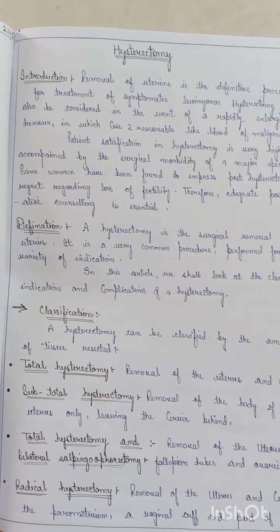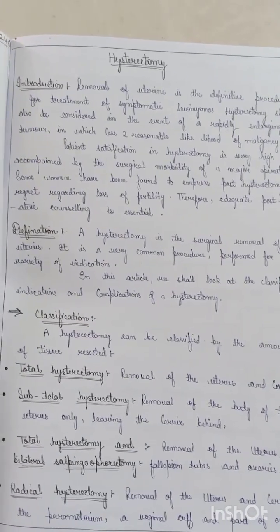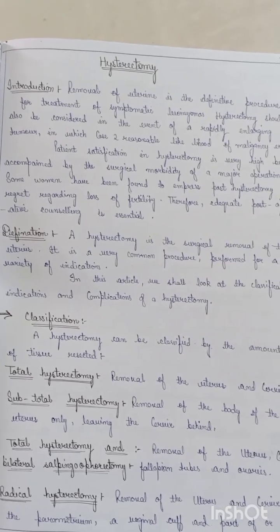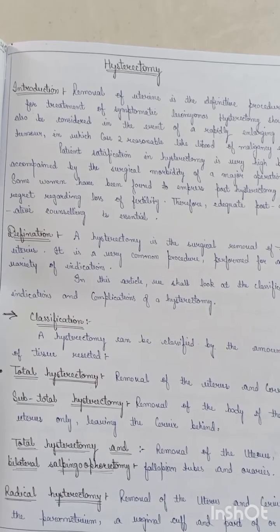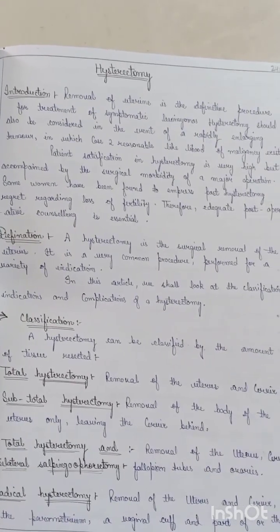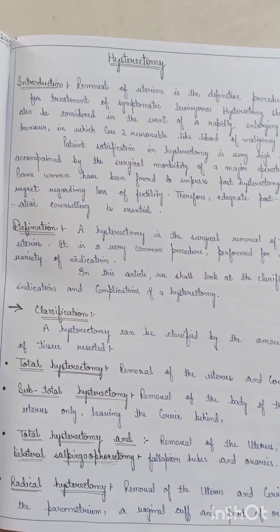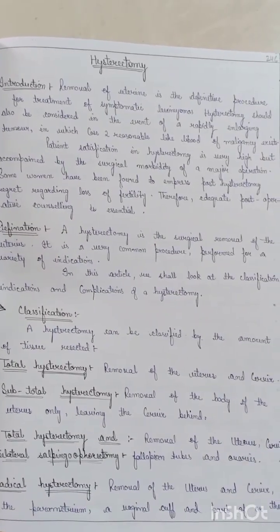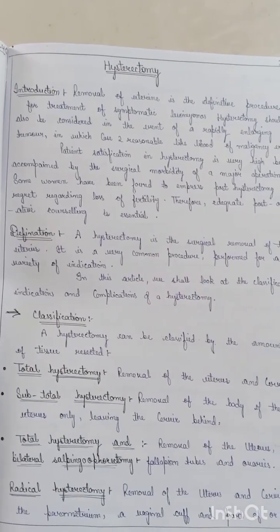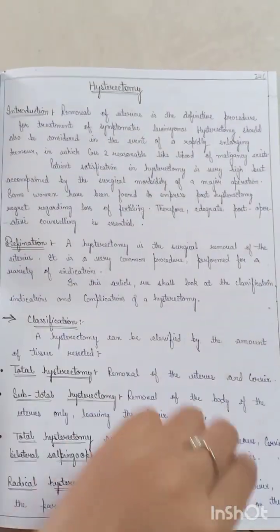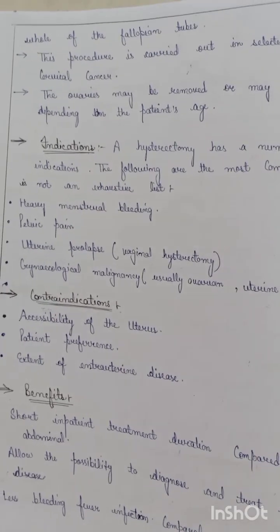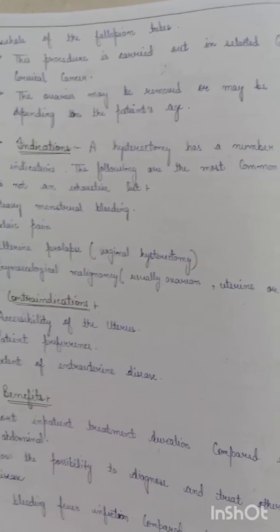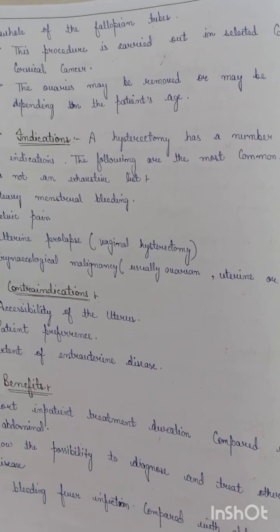Classification: a hysterectomy can be classified by the amount of tissue resected. Total hysterectomy is removal of the uterus and the cervix. Subtotal hysterectomy is removal of the body of the uterus only, leaving the cervix behind. Total hysterectomy with bilateral salpingo-oophorectomy is removal of the uterus, cervix, fallopian tubes and ovaries. Radical hysterectomy is removal of the uterus and cervix, the peritoneum, a vaginal cuff and part or whole of the fallopian tubes. This procedure is carried out in selected cervical cancer. The ovaries may be removed or may be left behind depending on the patient's age.